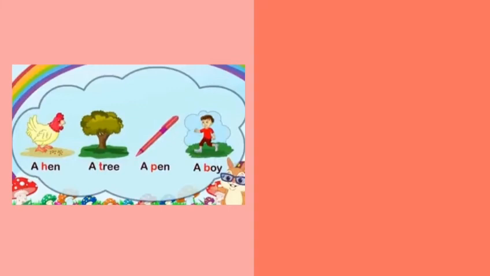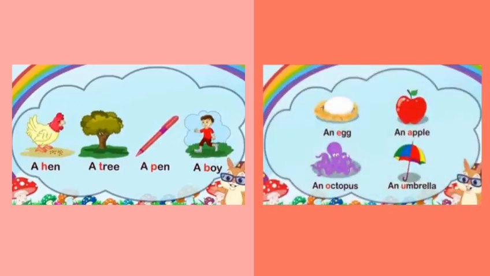Now some examples for the nouns that start with vowel sound. An egg. You can see here the highlighted alphabet is a vowel. E, apple A, octopus O, umbrella U. E, A, O, U. All these are vowels. We have 5 vowels here.